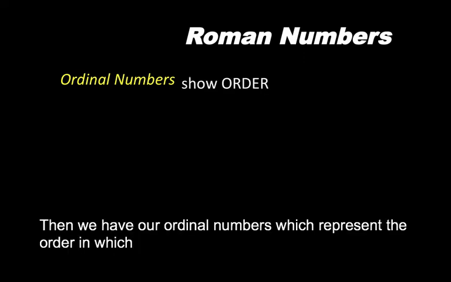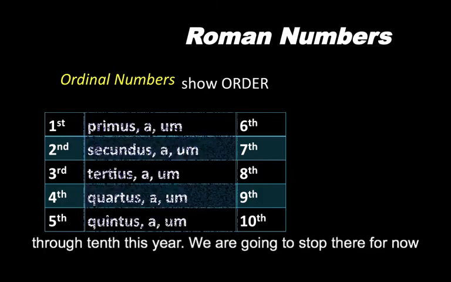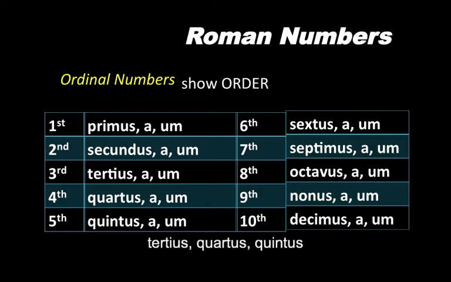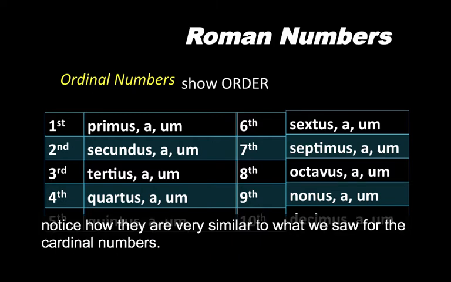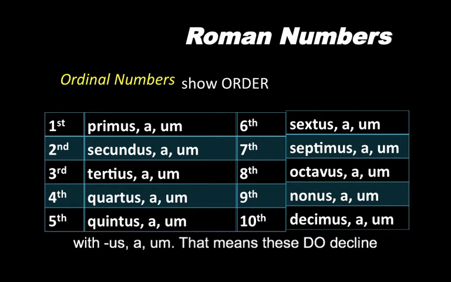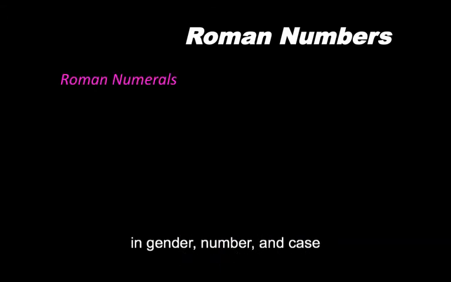Then we have our ordinal numbers, which represent the order in which something happens. We're going to learn 1st through 10th this year, and we're going to stop there for now. First, primus, then followed by secundus, tertius, quartus, quintus. 6th through 10th, sextus, septimus, octavus, nonus, decimus. Notice how they are very similar to what we saw for the cardinal numbers, but they're slightly different. And if you take a look, all of these end with us, that means these do decline and they do agree with the noun in gender, number, and case.